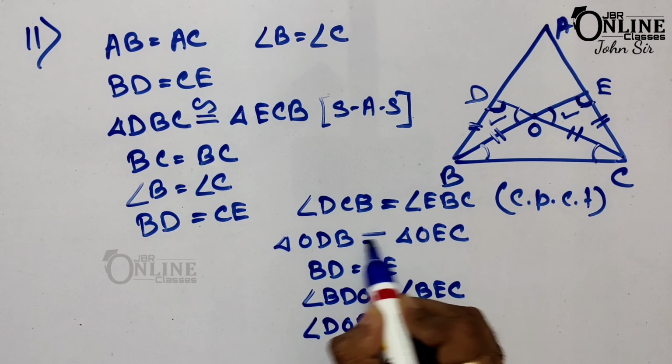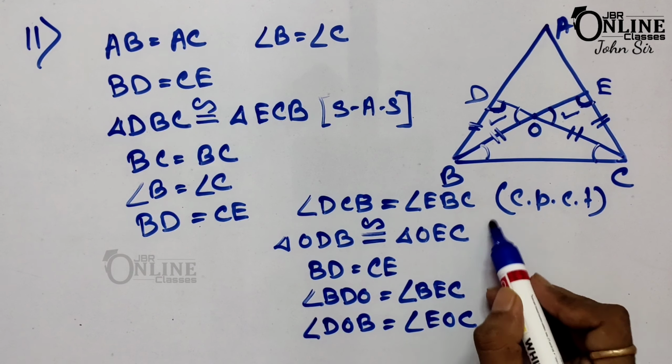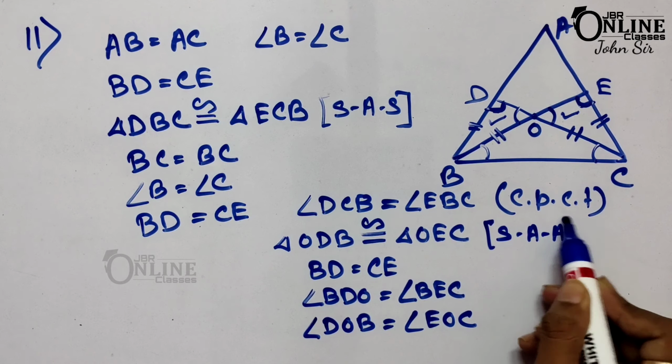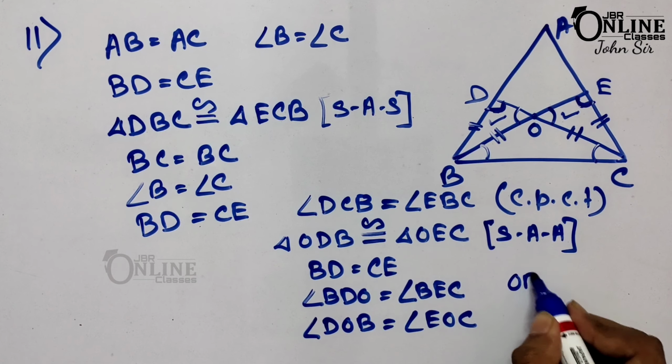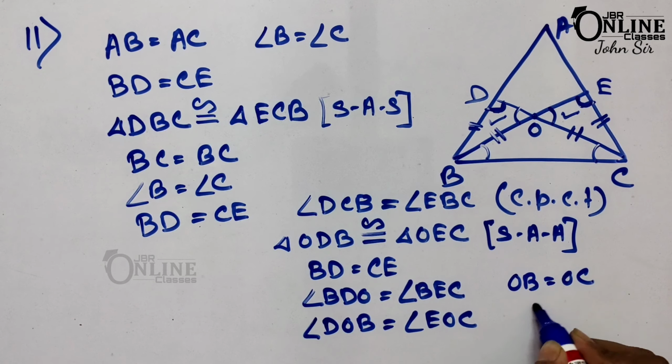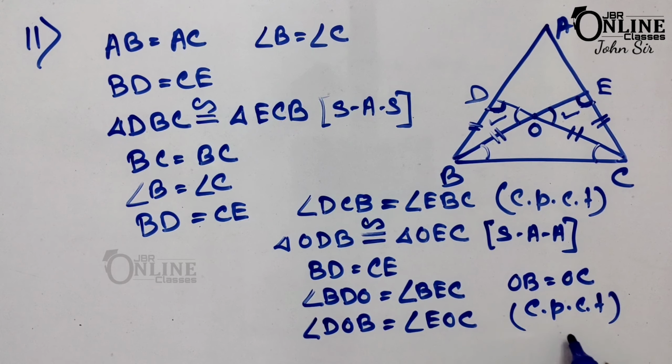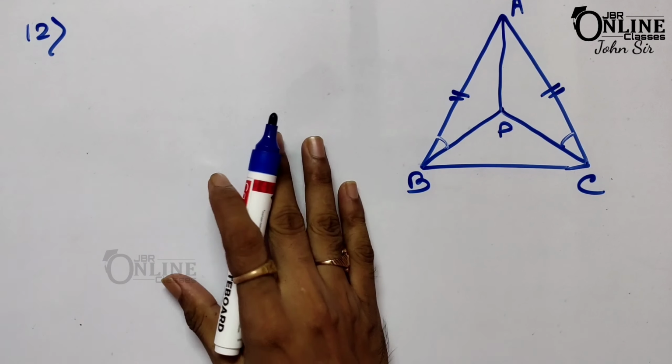So that means here these two triangles are congruent by SAA rule. Okay, and if these two triangles are congruent, then definitely OB equal to OC by CPCT. It's proved. Now sum number 12. It's a very easy problem.